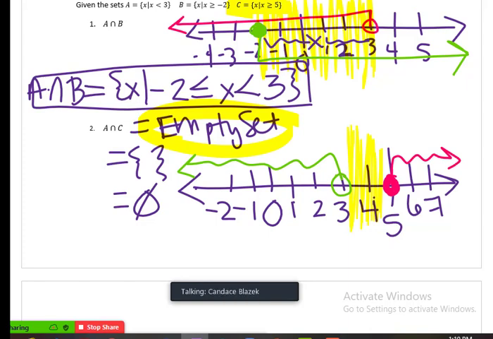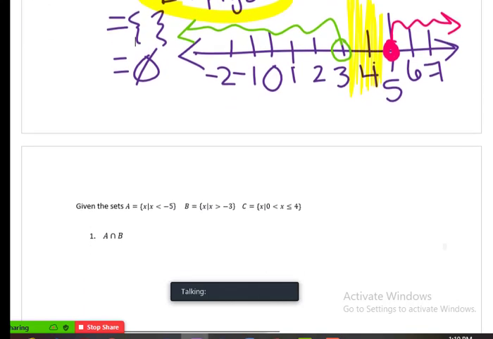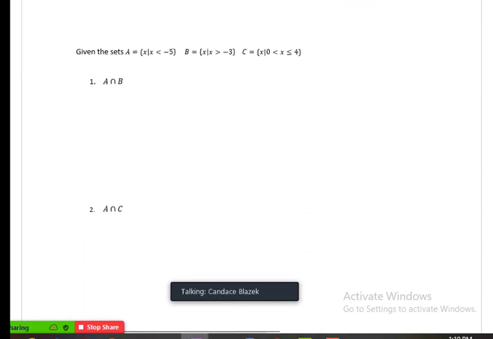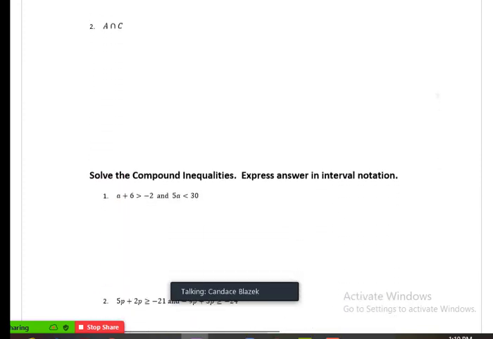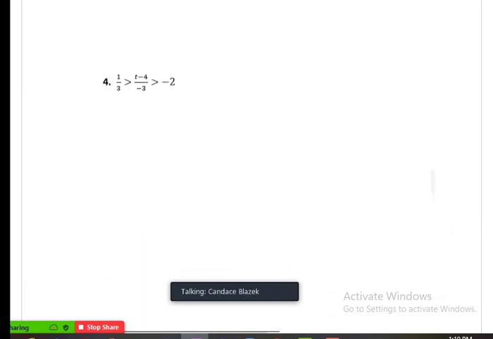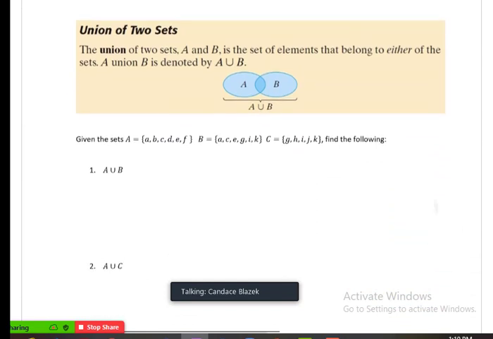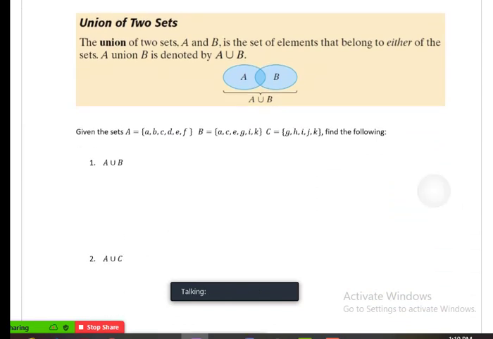Okay. So that's intersection. That was the new notation that we have. And we're going to leave these examples for Tuesday as a review. Come back and finish this on Tuesday. And I want to go over a little bit more information. I want to talk about union of two sets. Union.